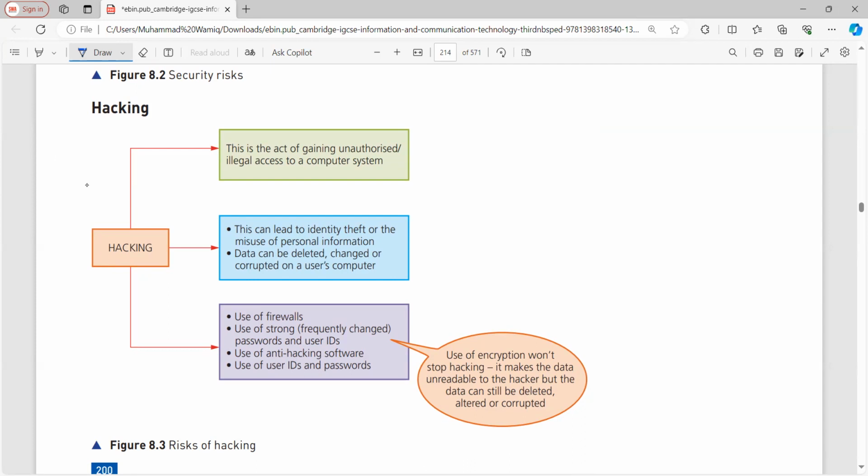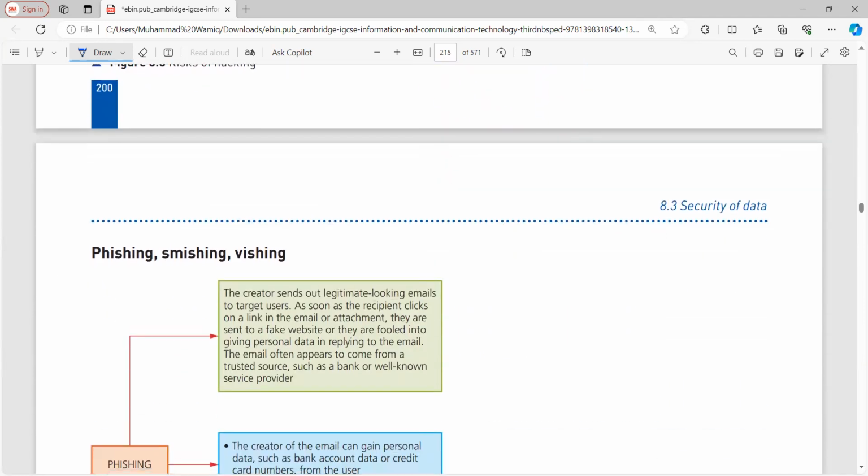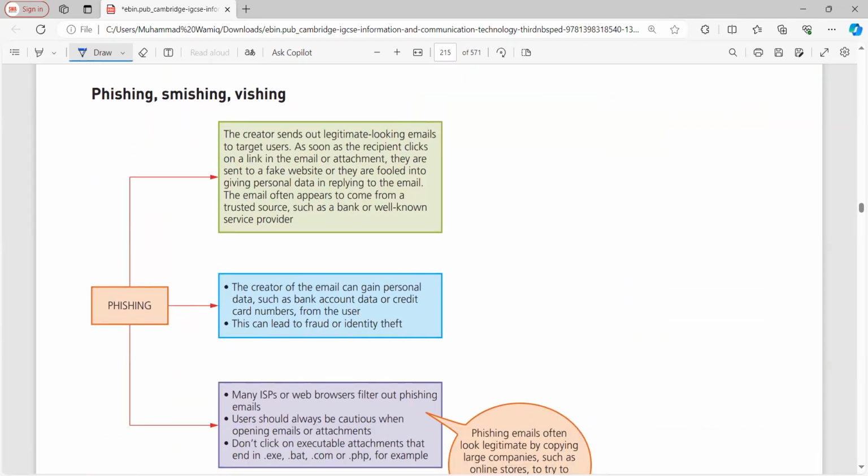The problems it can cause are misuse of information, and data could be deleted or corrupted. I can protect against it by using firewalls, strong passwords, and antivirus or anti-hacking software. The second is phishing.